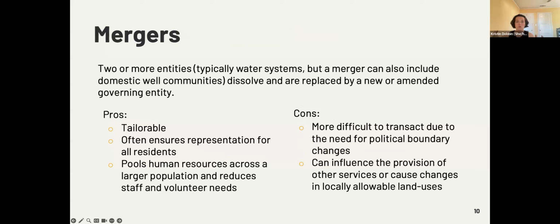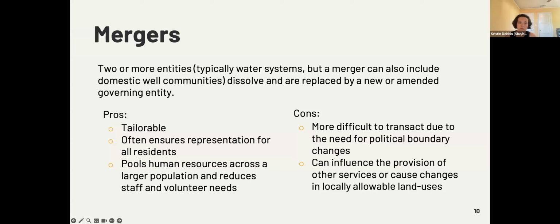Mergers, so where we have two water systems and they merge into one, and you make basically a new entity that governs the joined systems. A pro of this is that it's tailorable. Oftentimes, this is where we see a lot of those governance choices on the table, where there is more opportunity to make choices based on what local residents and stakeholders want.